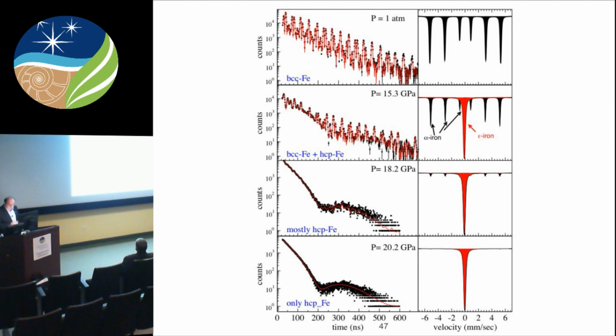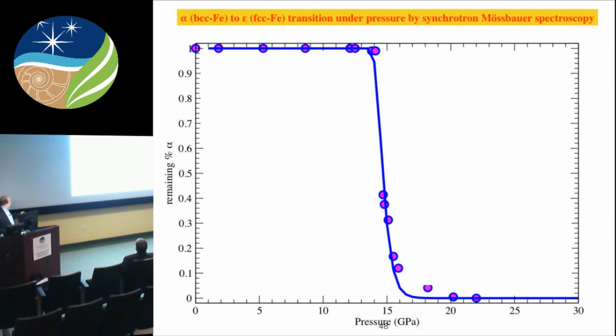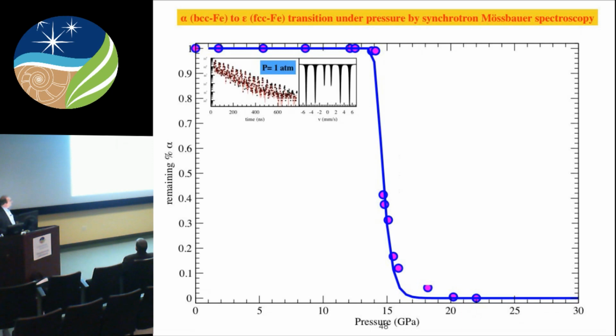When I increase the pressure to 15 GPa, I still see a significant portion, about half of the sample, is still alpha iron. When I go to 15.7 GPa, epsilon iron starts to dominate, but still I'm talking about 10% iron. And when I go to high pressure, like 22 GPa, it's all converted. This is at room temperature.